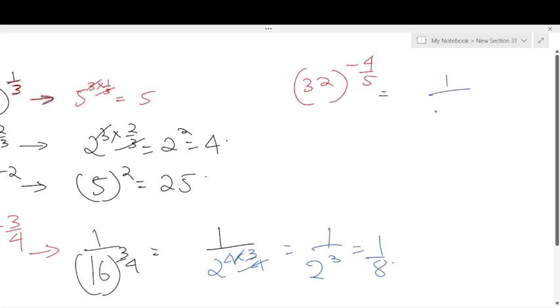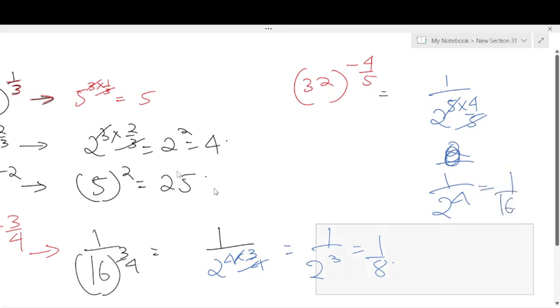1 by 5. What's the answer? 1 by 16. Is this clear? All of you got the answers right?